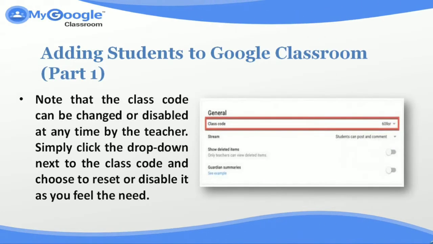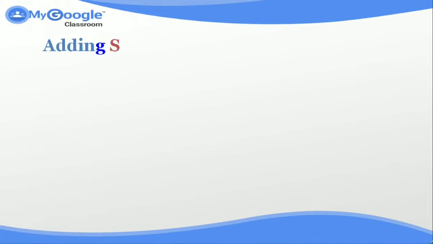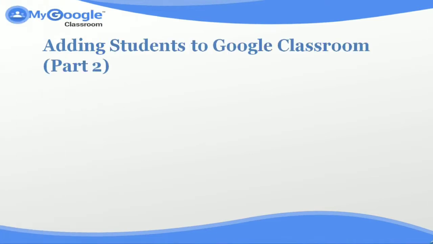Note that the class code can be changed or disabled at any time by the teacher. Simply click the drop-down next to the class code and choose Reset to disable it as you feel the need. Adding students to Google Classroom, Part 2.